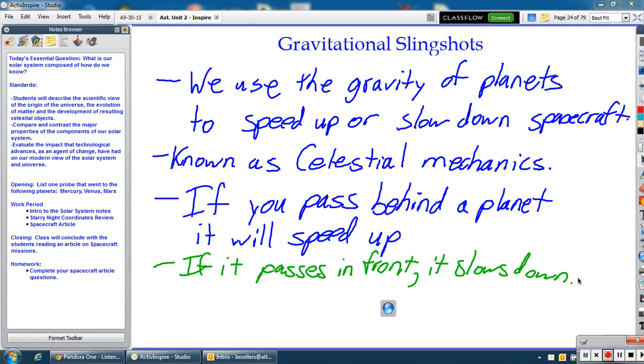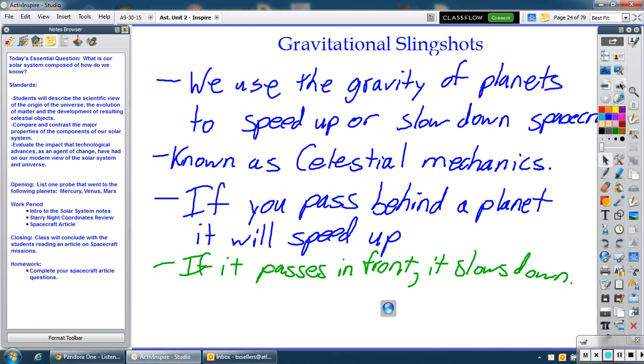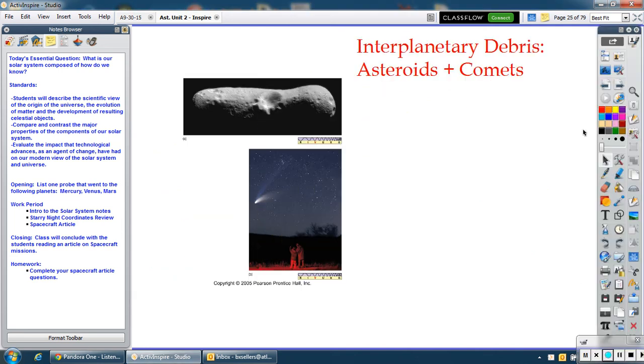I showed a video on this in class, and if you need further information on it, just Google it, and there's tons of stuff on gravitational slingshots and celestial mechanics. Very cool stuff.